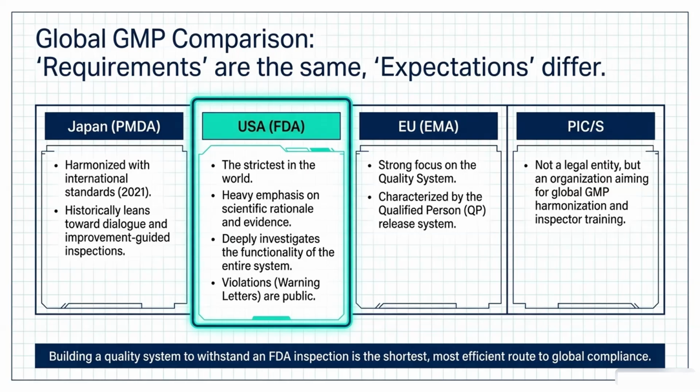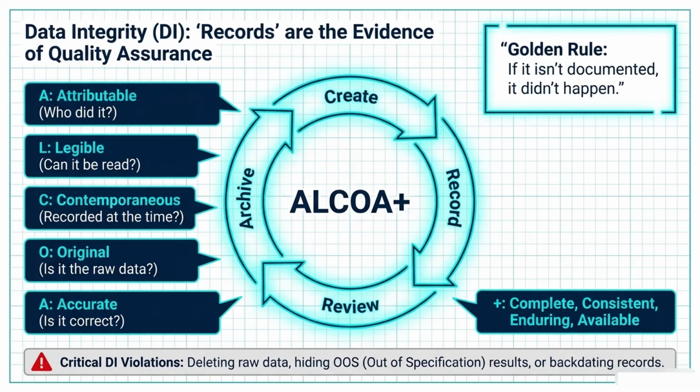The US FDA is known as the strictest in the world. They place a heavy emphasis on scientific rationale and evidence, and they deeply investigate how your entire system functions. Building a quality system robust enough to withstand an FDA inspection is generally the shortest and most efficient route to global compliance. Slide 7. Data integrity.